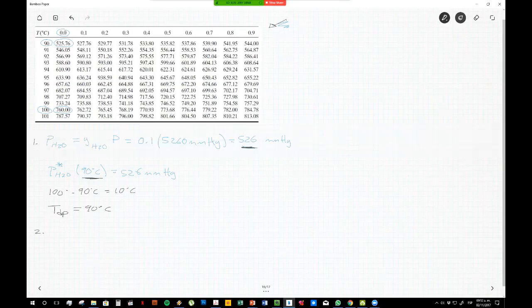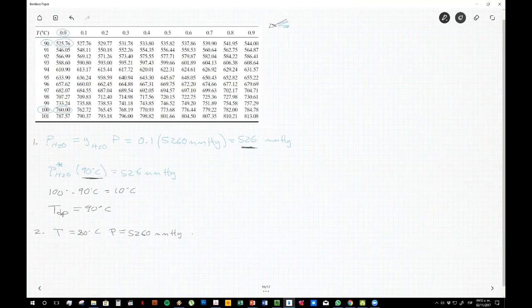Okay, well. So then in the second problem, it also asks to calculate the percentage of the vapor that condenses and the final composition of the gas phase if the air is cooled to 80 degrees Celsius at constant pressure, right? So temperature equals 80 degrees, and the pressure is still 5,260 millimeters of mercury, right? And the initial molar fraction of water is still 0.1, right?